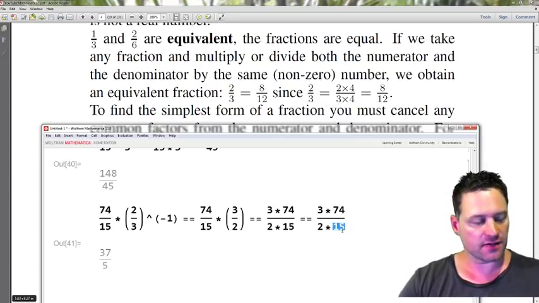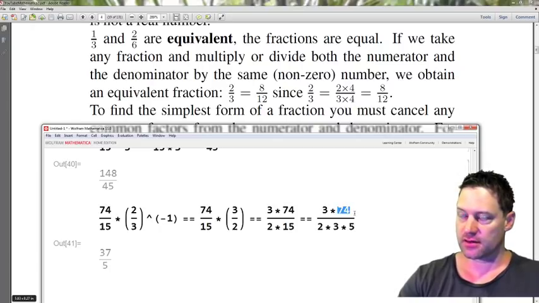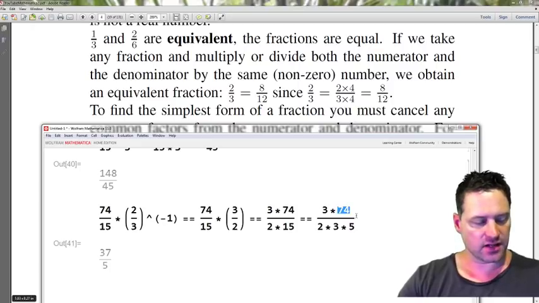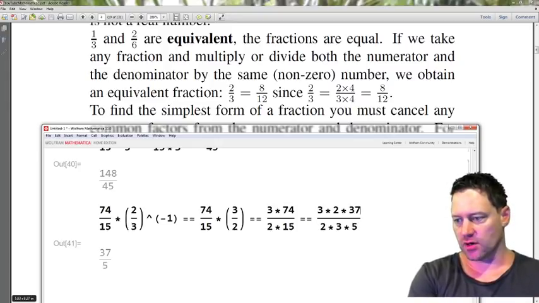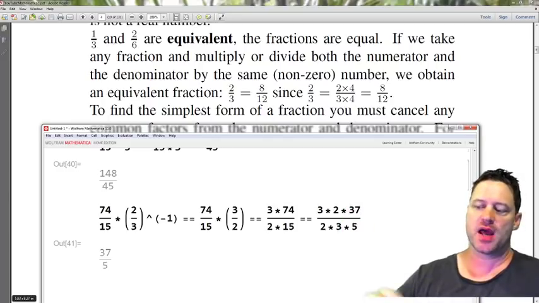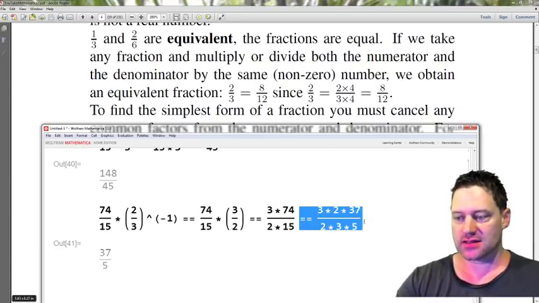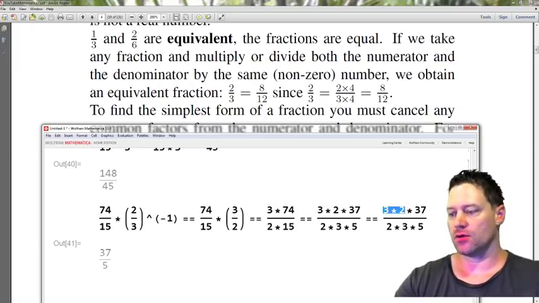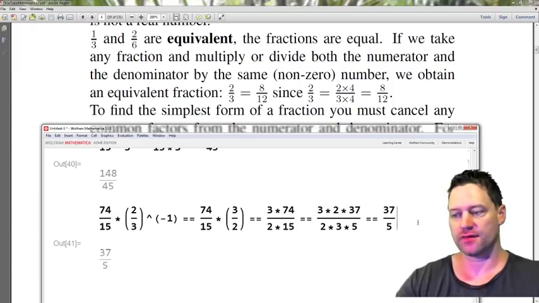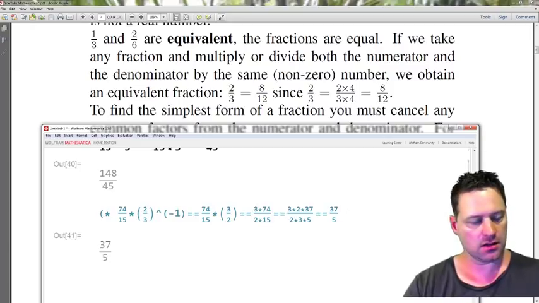What I'm observing here is that 15 is 3 by 5, and 74 is 2 by 37. Now you can get your red pen out on paper, cancel the 2, cancel the 3, and what remains is 37 over 5, which is exactly what Mathematica gave us here. So 37 over 5, and that is that problem done. Let's turn that into a comment because that's what we were writing.